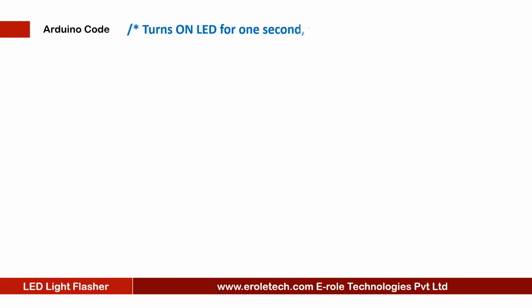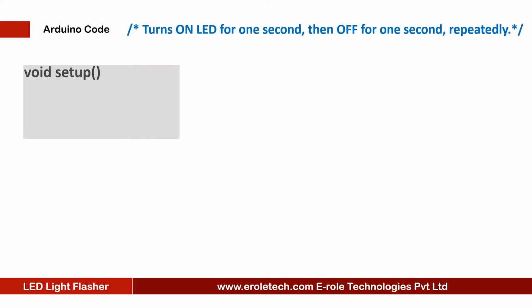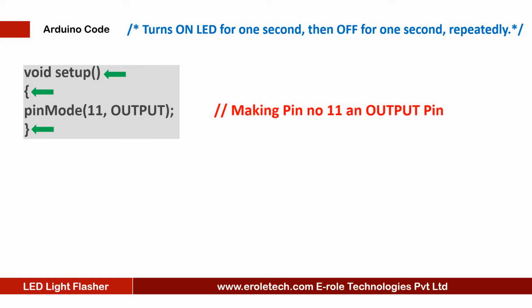This is the code of this project. Void setup is a function that we create at the top of each program. Inside the curly brackets is the code that we want to run once, as soon as the program starts running. Inside this function, we define which pin we want to use as an input pin, and which pin to use as an output pin. In this project, we will give high or low signals to the LED, so we will make pin number 11 an output pin.